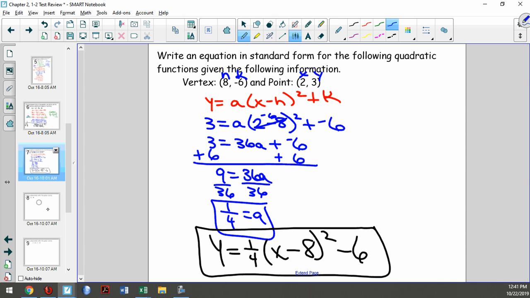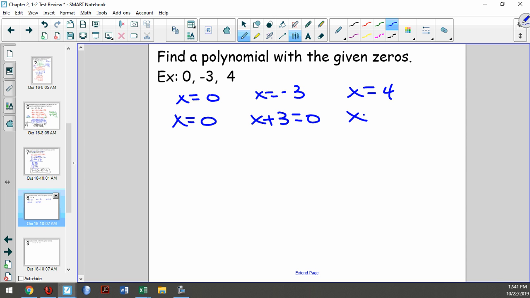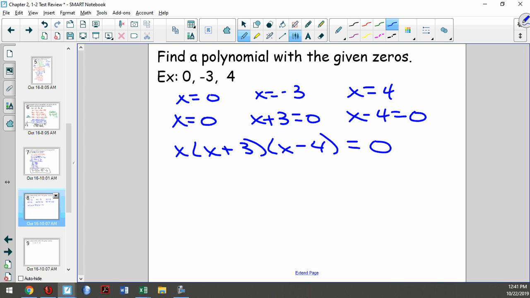Okay. All right. So I have 0, -3, and 4. So what do, Blaze? X equals 0, X equals -3, and X equals 4. Yes? So now what? I'm going to bring them on the same side as the variable now. 0 doesn't change anything. X plus 3 is equal to 0, and X minus 4 is equal to 0. Yes? Multiply them all together. X times X plus 3 times X minus 4 is equal to 0. Now what?